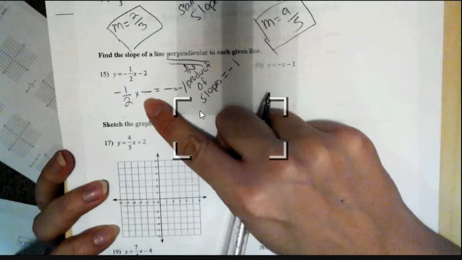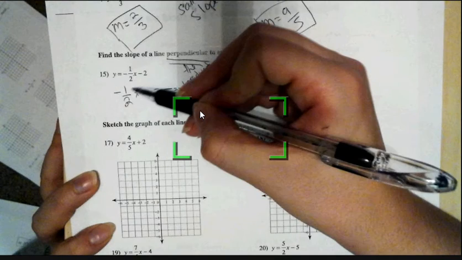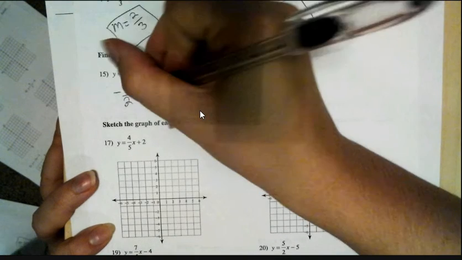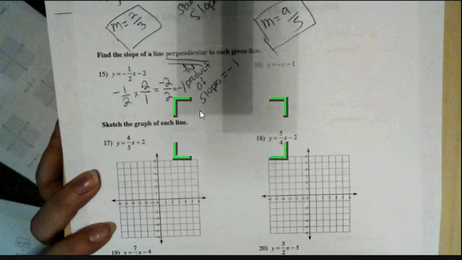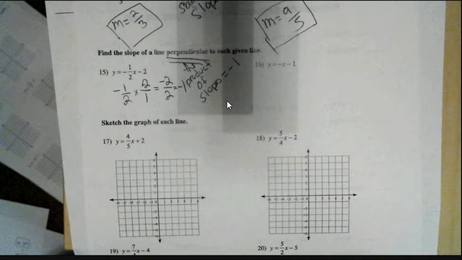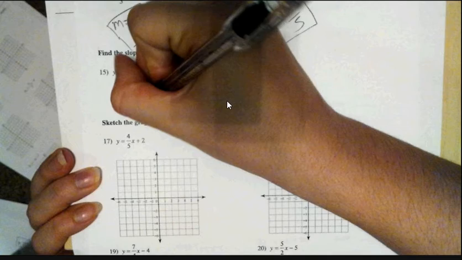So basically what I do, I know that it has to get a negative when I multiply. If I already have a negative, this has to be positive. And if I put +2/1, well, 1 times 2, I get -2. 2 times 1 is 2. -2 divided by 2 is -1. So the slope of a perpendicular line would be 2/1.